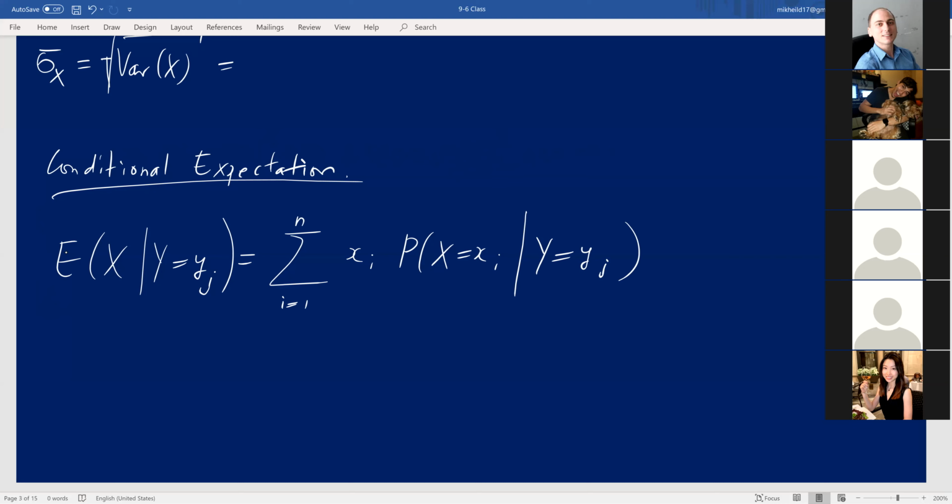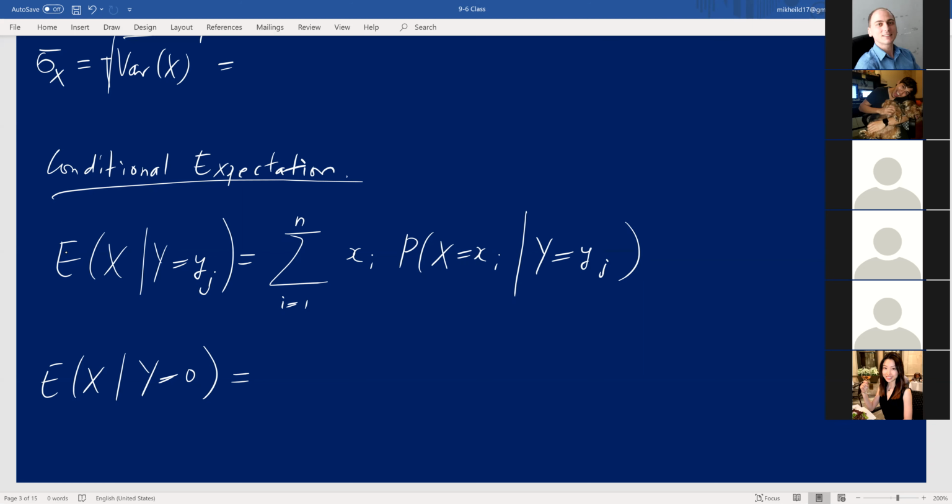Let me give you an example. Let's say we want to see the expectation of x when y equals 0. It's like I already failed finance 3000 and I want to know the expected outcome in eco 4000. So I'm interested in my expected outcome in eco 4000 if I know that I already failed in finance 3000.